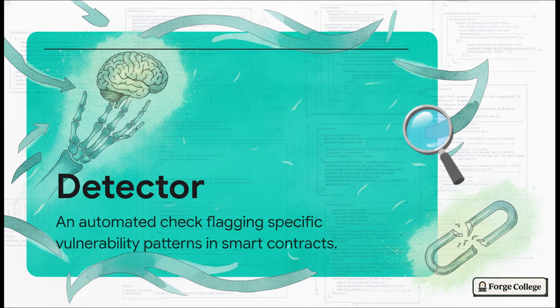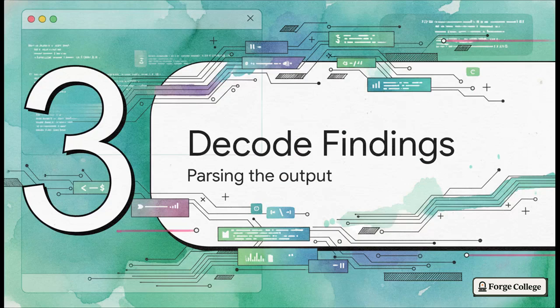But the machine isn't diagnosing you with a specific disease. It's really just pointing to a shadow and saying, "Hey doc, look here. This matches a pattern I was programmed to find." That is exactly what a Slither detector does to your smart contract. Which brings us perfectly to Section 3, decoding Slither's findings.